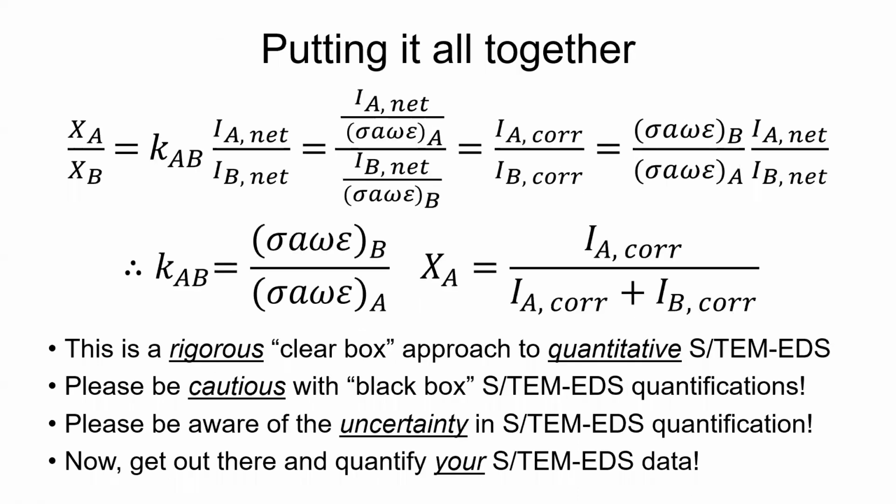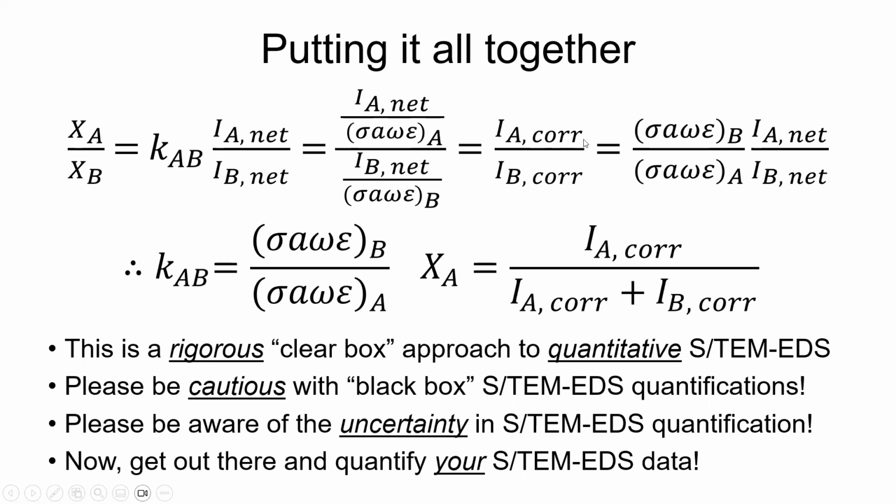All right, so just to put it all together for you, right? So we started with this equation, the Cliff-Lorimer equation. The ratio of my atomic fractions is equal to the sensitivity factor times the net counts of A divided by the net counts of B, okay? And we showed what was in this sensitivity factor, which is a product of 3 subcomponents, right? Sigma A, omega, and epsilon, okay?